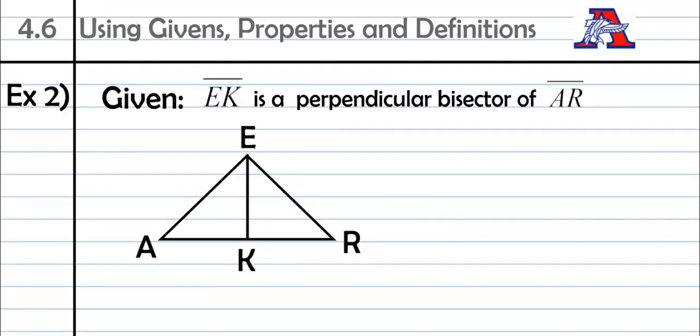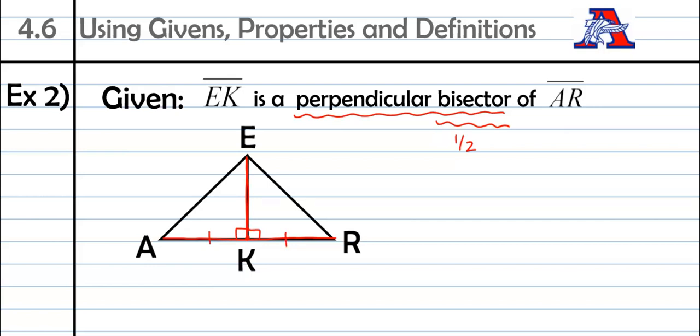In example 2, again, pause, make sure that you get this drawn in your notebook. But in example 2, we're given that segment EK is a perpendicular bisector of segment AR. And I don't know that we've really used that all together, but a perpendicular bisector is exactly what it sounds like. It's not only perpendicular, so here's EK and here's AR. So not only do we create 2 right angles, but it's also a bisector. Remember, bisector means cuts in half. So that segment right here also cuts segment AR into 2 congruent parts.